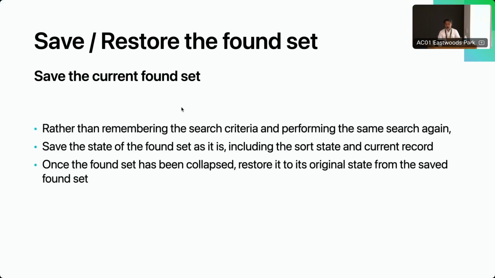Sorry. This is not about remembering the search criteria and performing the same search again. It's about saving the state of the found set as it is, including the sort state and current record. Then once the found set has been collapsed, we restore it to its original state from the saved found set.